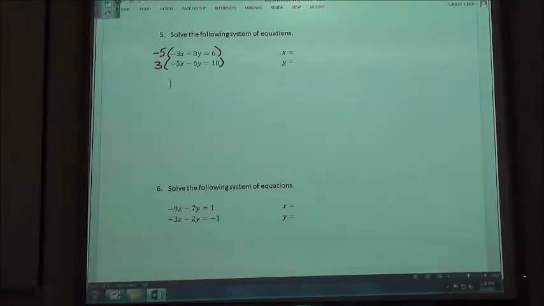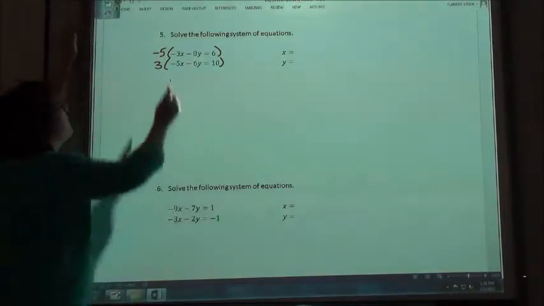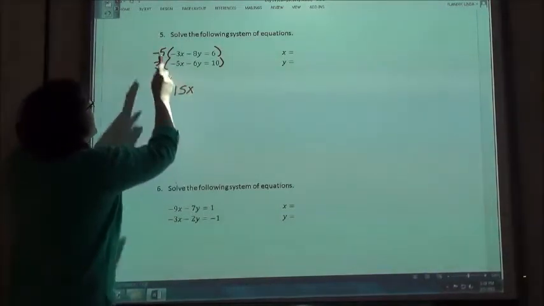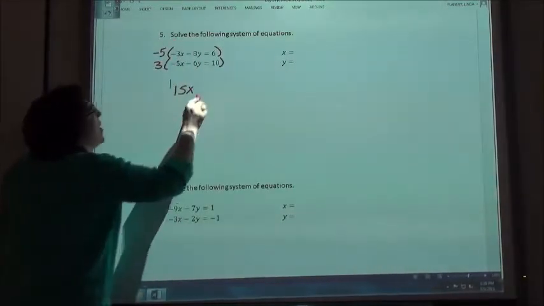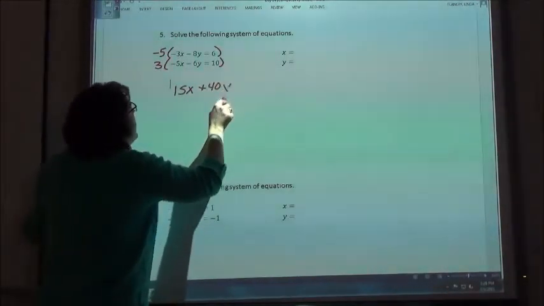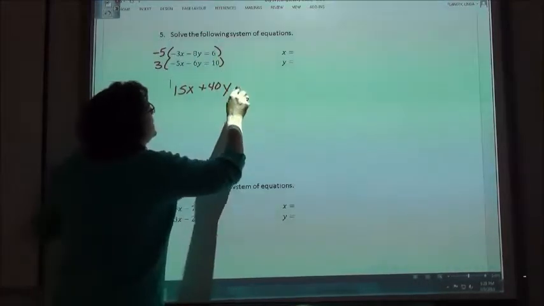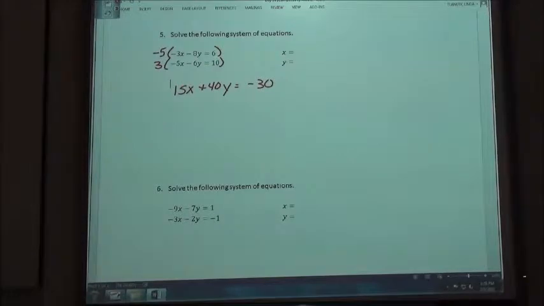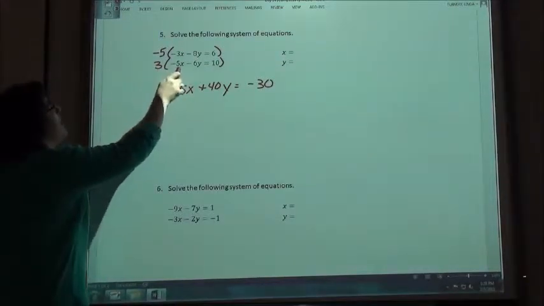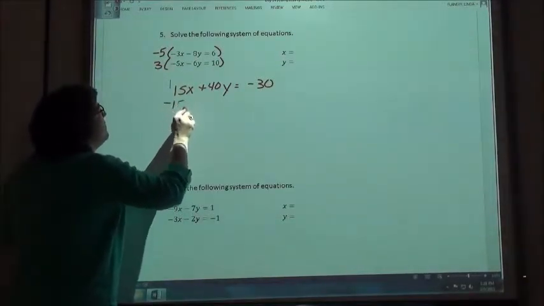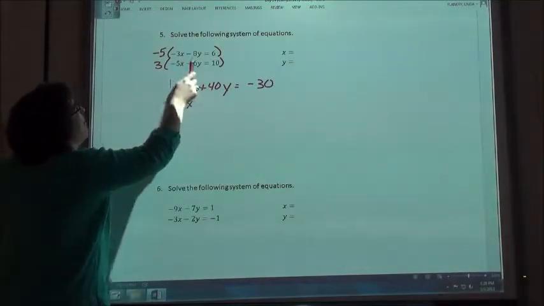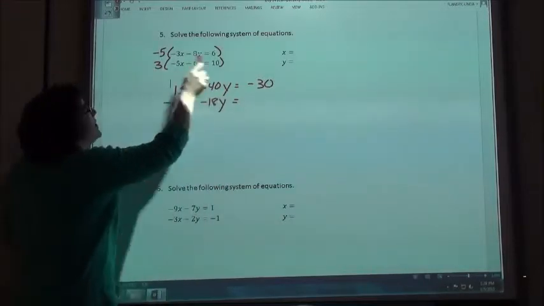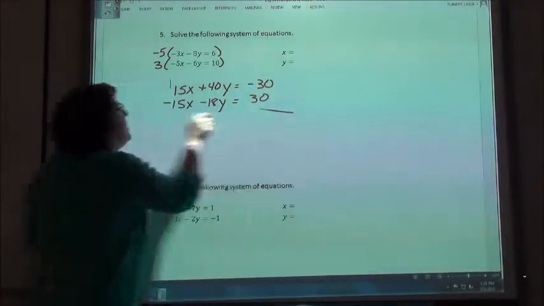I'm then going to multiply that whole top equation by negative 5. Negative 5 times negative 3x would be 15x. Negative 5 times negative 8y is positive 40y. Negative 5 times 6 is minus 30. On my bottom equation, multiplying everything times 3. 3 times negative 5x would be negative 15x. 3 times negative 6y is negative 18y. And 3 times 10 is 30.